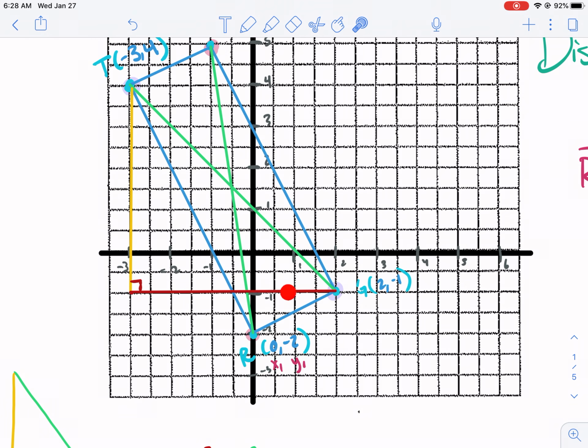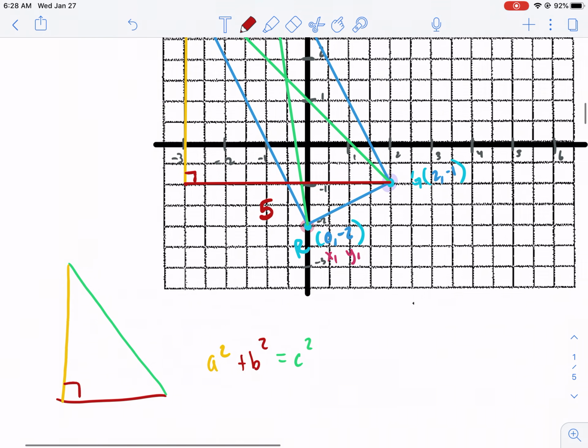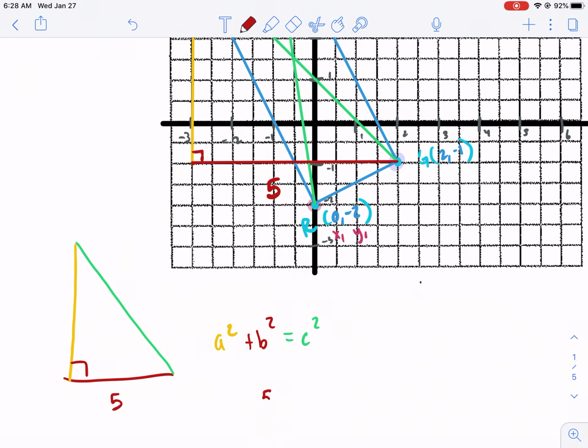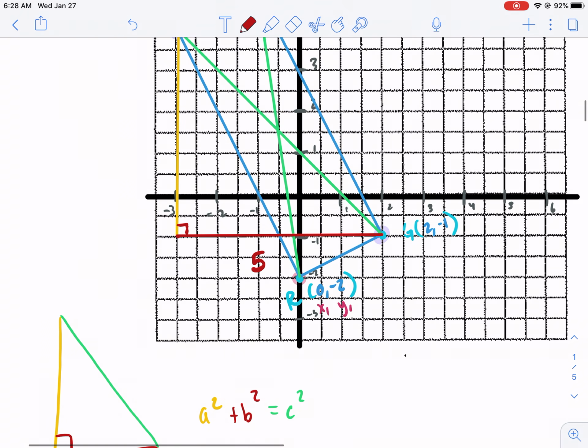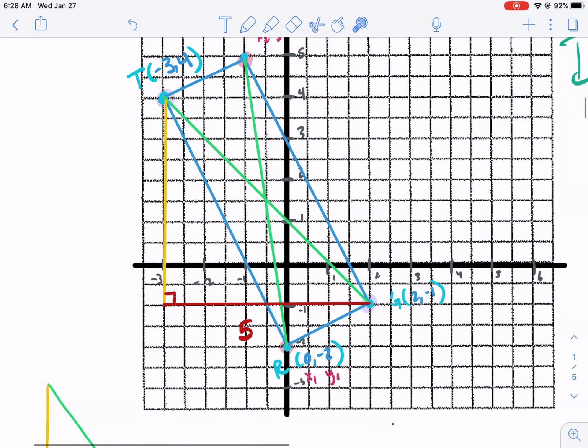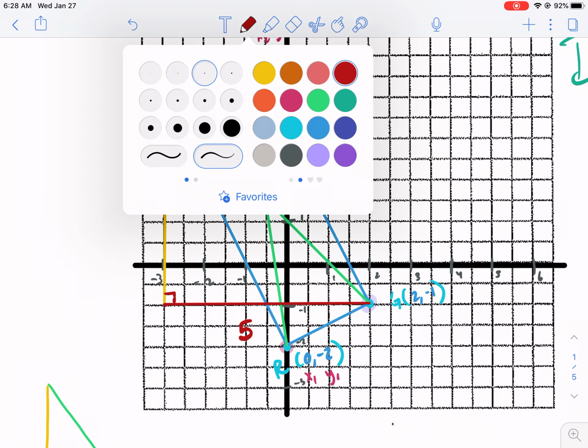I'm just going to count over 1, 2, 3, 4, 5. And I know it's 5 units in length. So 5 units, 5 squared. Okay, see what I'm doing here? Now I'm going to count the yellow line. So the height, 1, 2, 3, 4, 5. This is also 5 units.